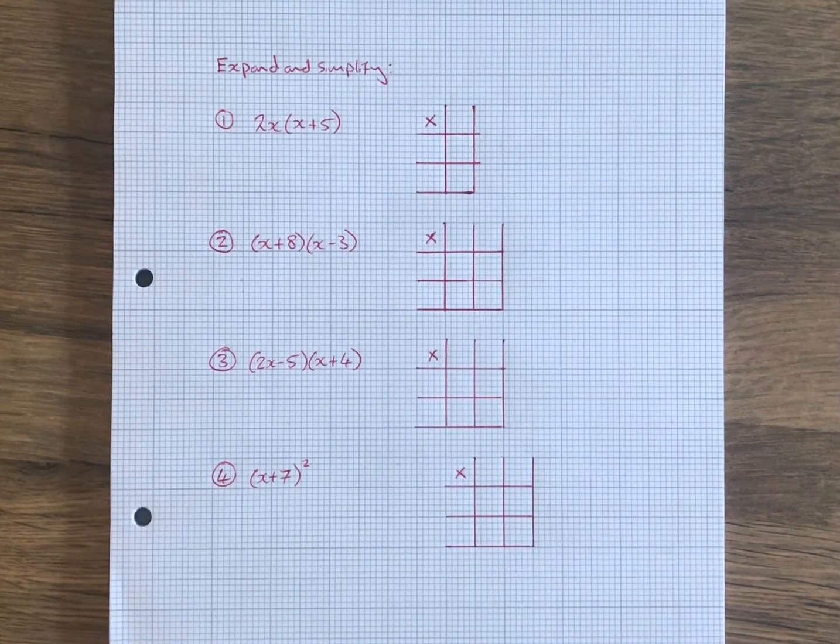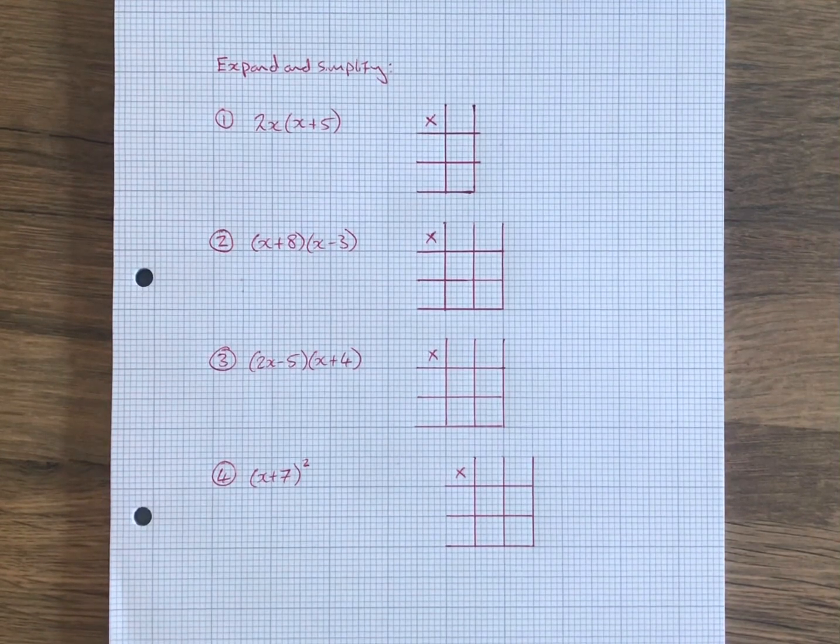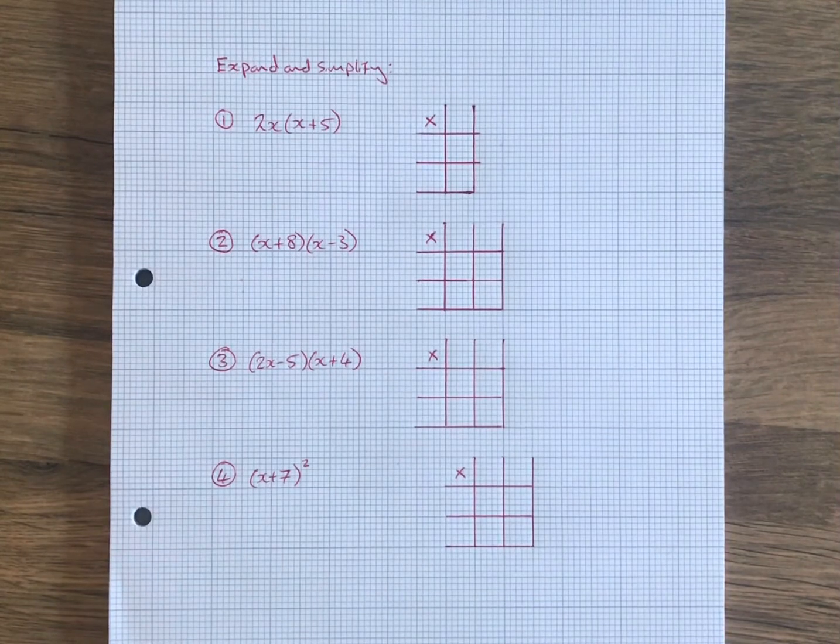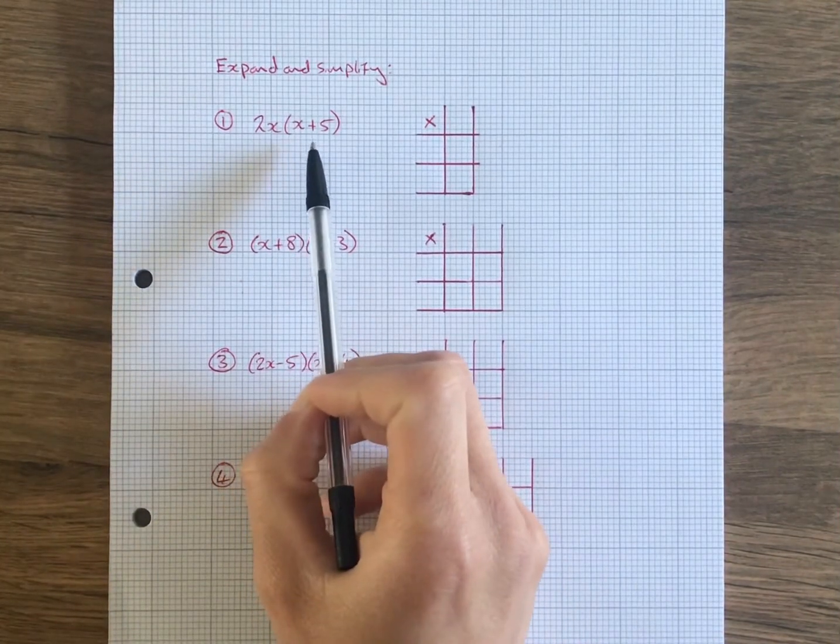We're going to look at 4 examples on how we can use the grid method to expand brackets. The first of those is going to be a single bracket, and after that we're going to look at how we can expand double brackets using the grid method. So for the first bracket we've got here 2x, x plus 5.